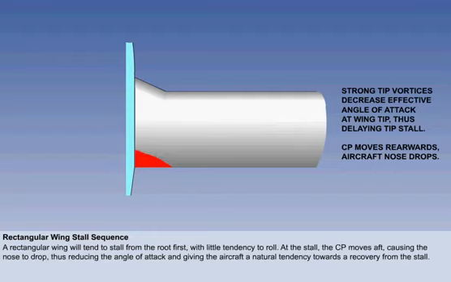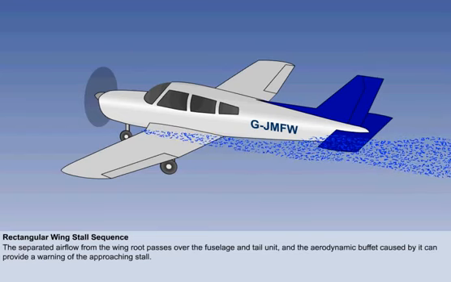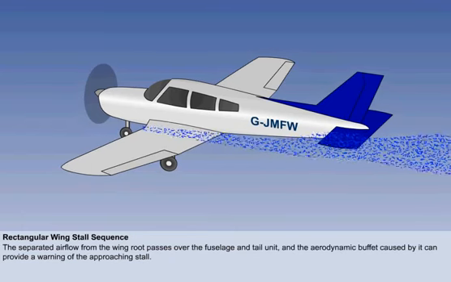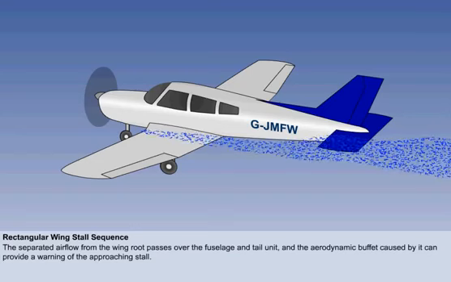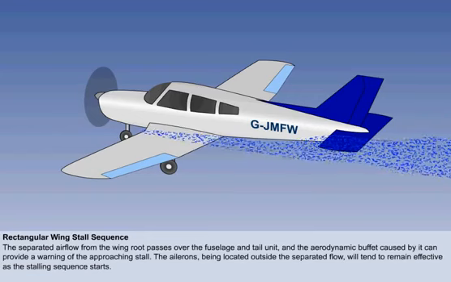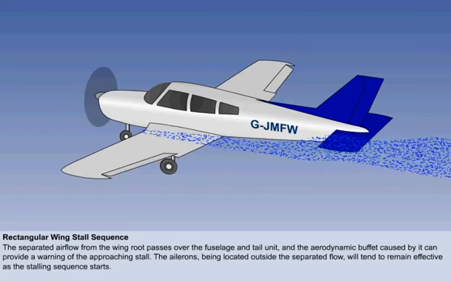As the aircraft stalls, the centre of pressure moves aft, causing the nose to drop, thus reducing the angle of attack. This gives the aircraft a natural tendency towards a recovery from the stall. The separated airflow from the wing root passes over the fuselage and tail unit, and the aerodynamic buffet caused by it can provide a warning of the approaching stall. The ailerons, being located outside the separated flow, will tend to remain effective as the stalling sequence starts.